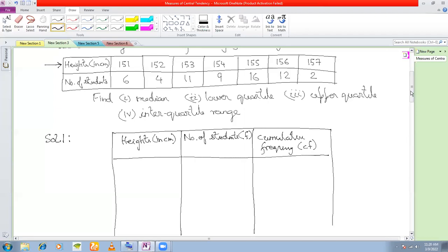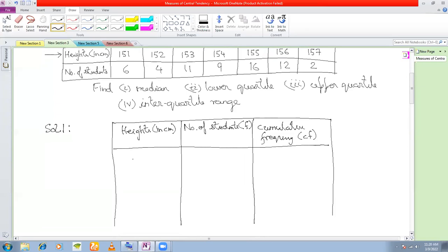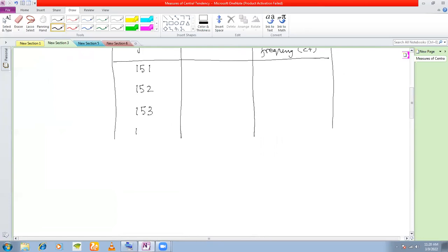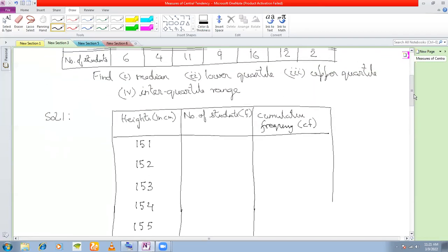Now for heights and frequency, that is the number of students, you write down the readings corresponding to each other. They have 151, 152, 153, 154, 155, 156, 157. Okay, so these are the variates whose median you need to calculate.